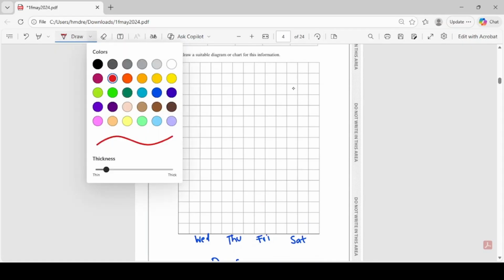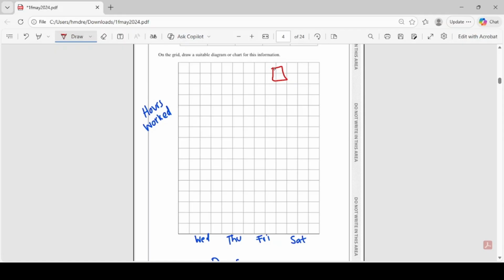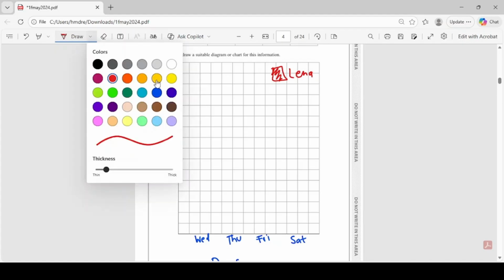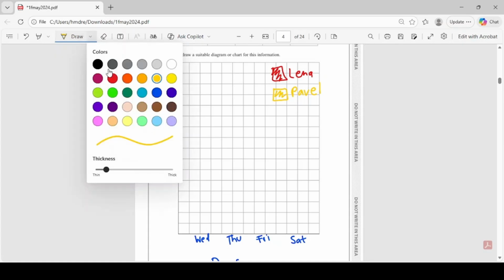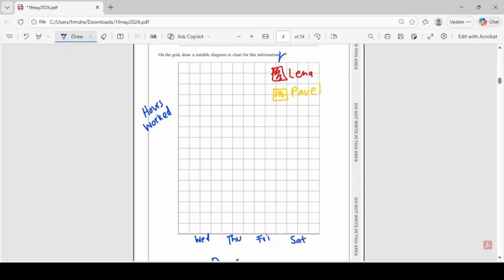So let's do Lena in red, and then Pavel we can do in yellow. If you were in the exam and you didn't have colors with you, you could maybe just do Lena colored in and Pavel you could leave his blank. That could be how you do your key. Okay, and this is just label it there, that's our key. Okay, let's fill this in.